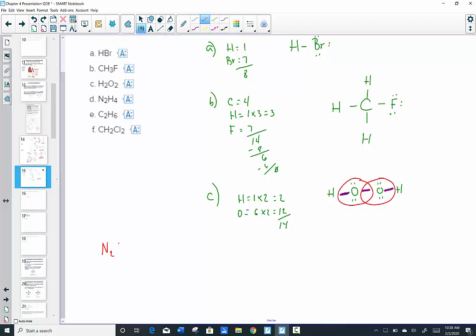N2H4. Nitrogen lives in group 5A, so we know it's going to contribute 5 dots for a total of 10. Hydrogen with its 1 valence electron contributing a total of 4. We get 14 dots. We know that the nitrogens need to connect to each other because we know that hydrogens cannot have more than one bond. So just by connecting them together, we've used 2 dots.